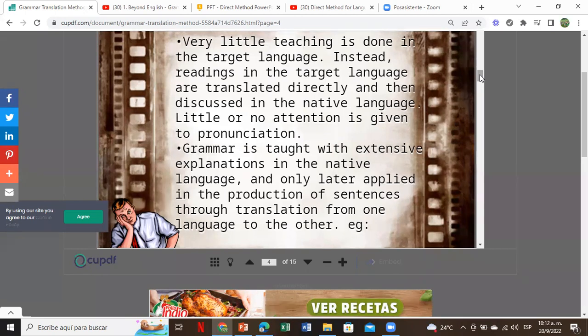Teacher, but why? Hay muchos estudiantes que solo se quedan viendo y todo lo que el teacher dice, amén. Pero hay pocos estudiantes que, "but teacher, but why?" So explanation in grammar translation is important, okay? But remember, you're not a dictionary. You're not a dictionary with humans, but it doesn't mean that you don't have to be ready. Yes, of course, you have to be ready. And only later apply it in the production of the sentences through translation from each language to the other.